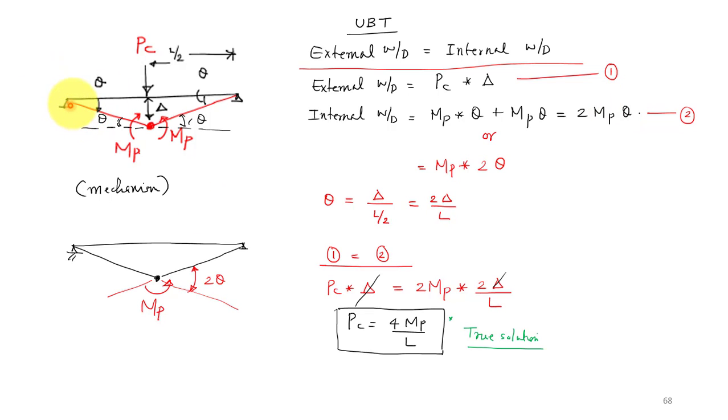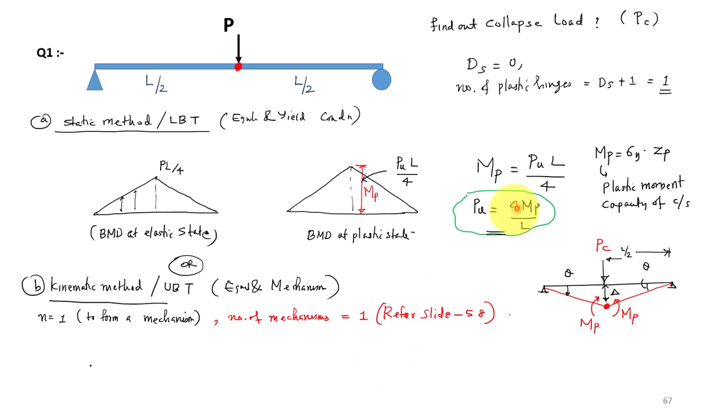In the plastic state it will be a mechanism, and this will be a straight line. The angle theta will be small, so I can write theta equals delta by L by 2. From here I can make a relation between delta and theta, and substitute in the equation external work done equals internal work done. Then I can solve for PC, that is 4 MP by L. So we got the collapse load 4 MP by L, where MP is the plastic moment capacity of the cross section.